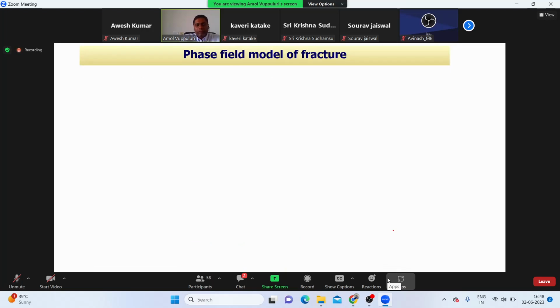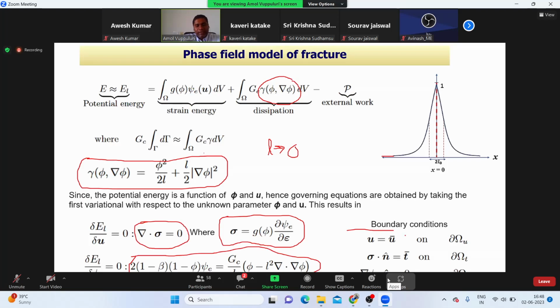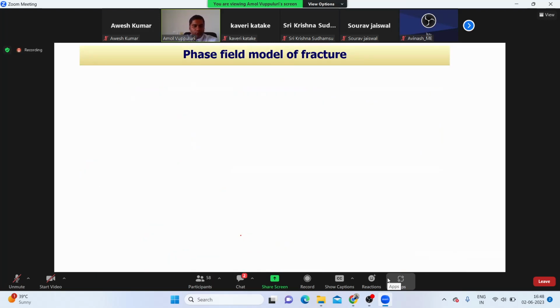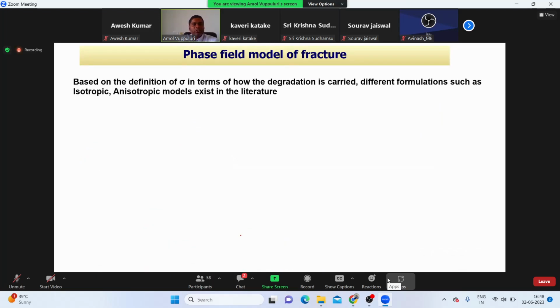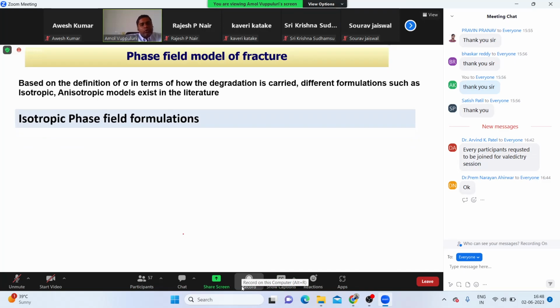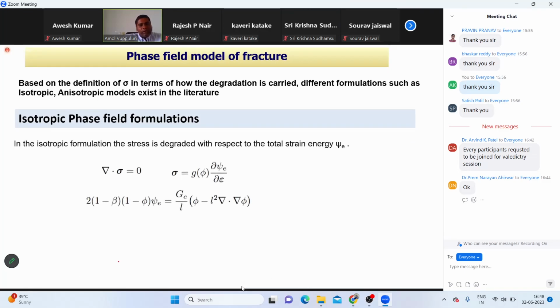Okay. So one interesting thing I want to show: here, I have taken sigma equal to g(phi) times the partial derivative of strain energy with respect to epsilon. This kind of formulation sometimes brings some issues. Based on the definition of sigma in terms of how the degradation is carried out, different formulations such as isotropic and anisotropic models are derived in the literature. So there is something called the isotropic phase field formulation, and whatever equations I have shown previously are the isotropic phase field formulation.